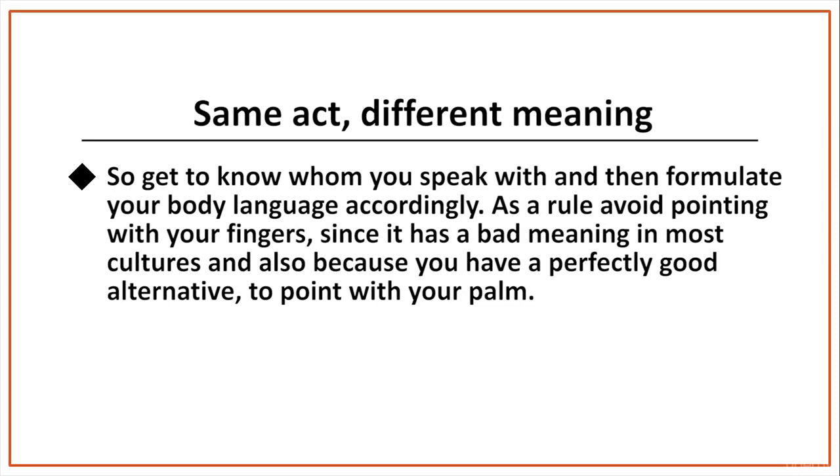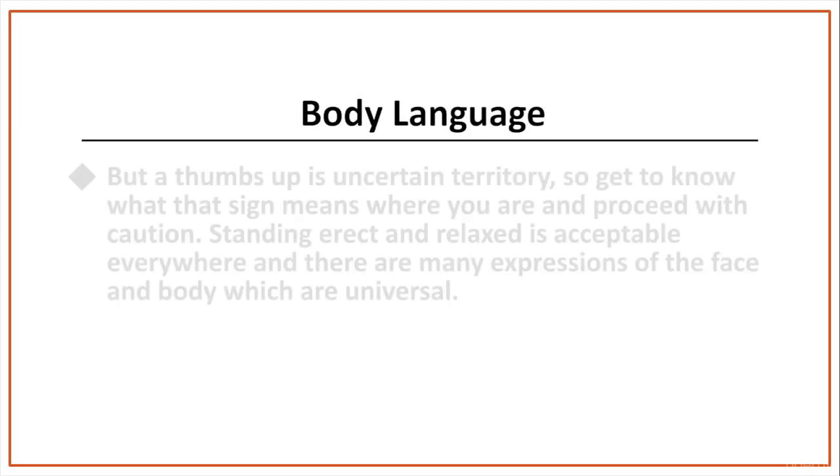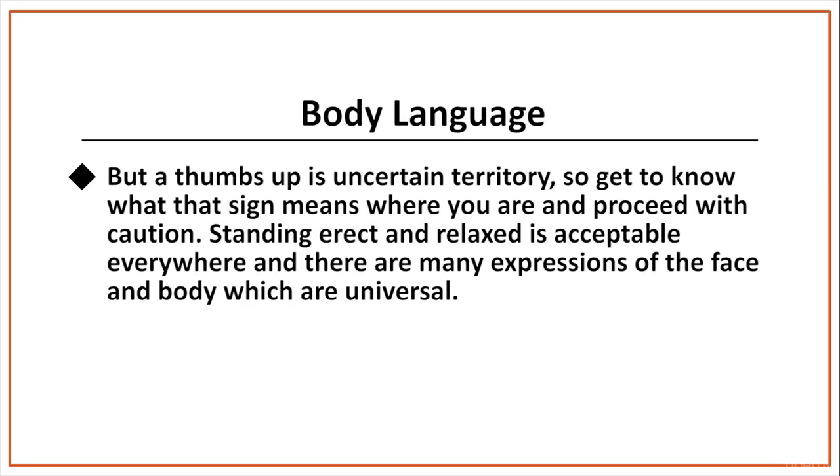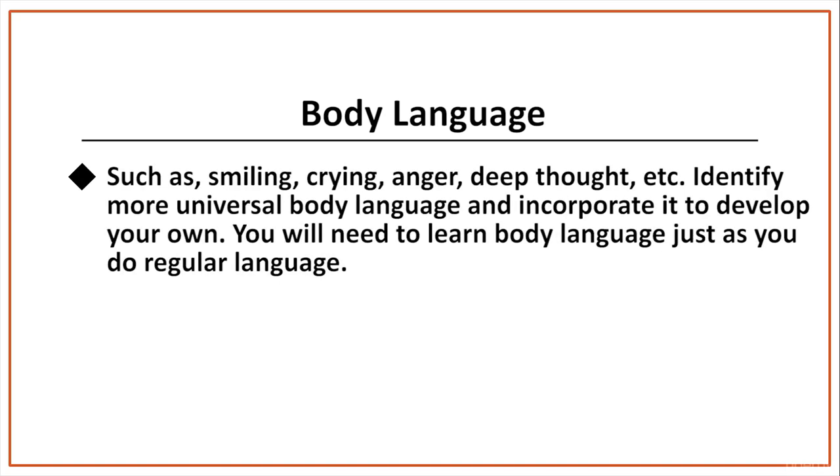As a rule, avoid pointing your fingers, since it has a bad meaning in most cultures, and also because you have a perfectly good alternative: to point with your palm. Avoid the thumbs up in certain countries; get to know what this sign means where you are and proceed with caution. But standing erect and relaxed is acceptable everywhere, and there are many expressions of the face and body which are universal, such as smiling, crying, anger, deep thought, etc. But identify more universal body language and incorporate it to develop your own. You will need to learn body language just as you do regular language.